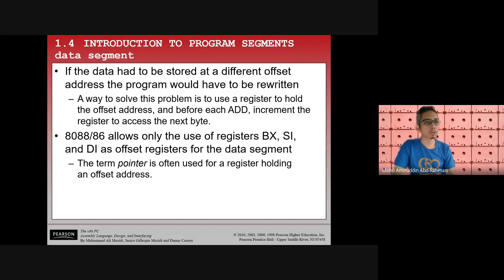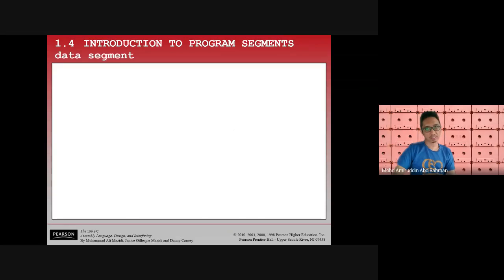ADC allows only the use of registers BX, SI, and DI as offset registers for the data segment. The term pointer is often used for a register holding an offset address.